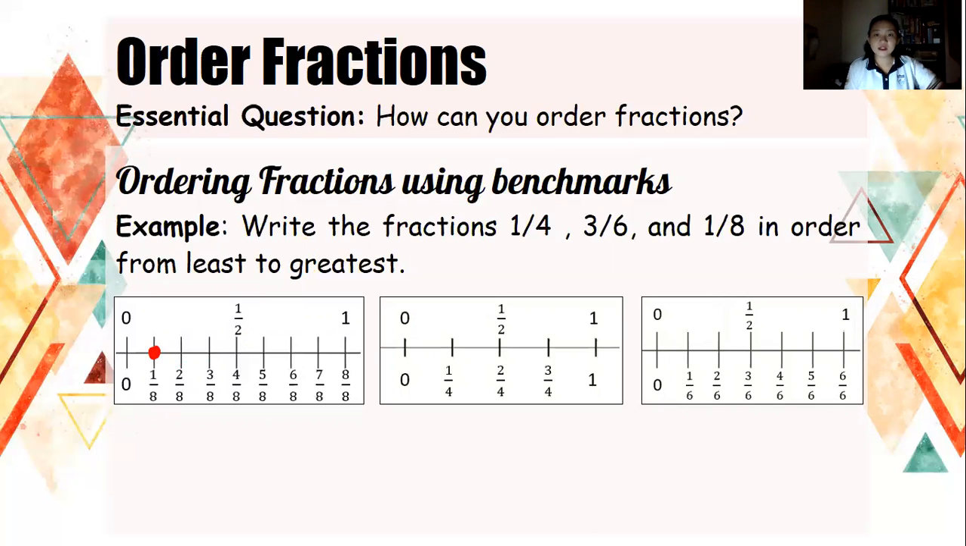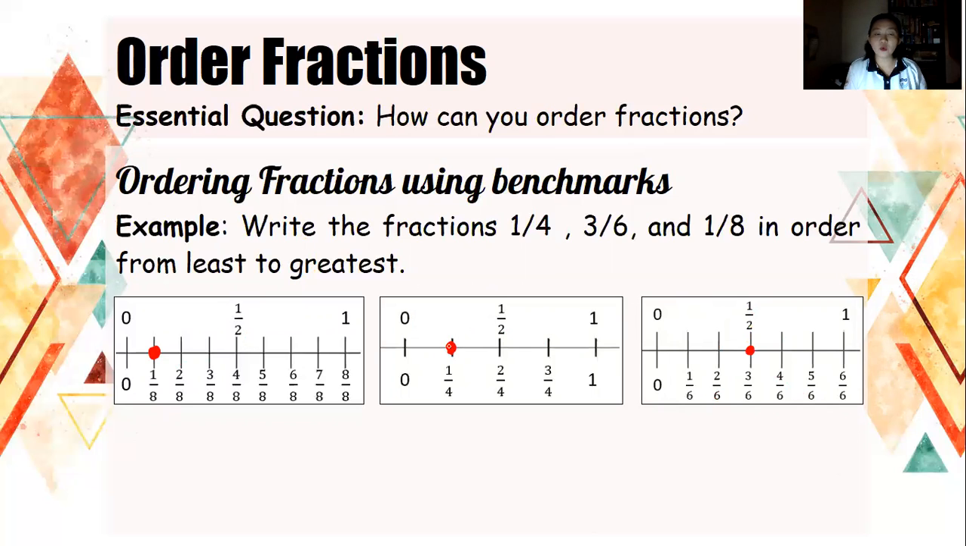The next is 3 out of 6. So I'll use this one since the denominators of this number line is already 6. So as you see, it's exactly under 1/2. Then, we have lastly 1 out of 4 or 1/4.